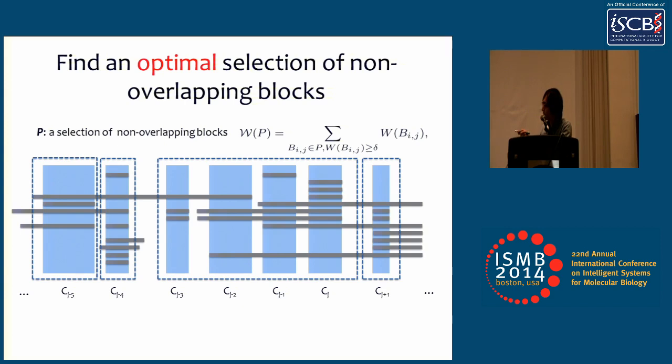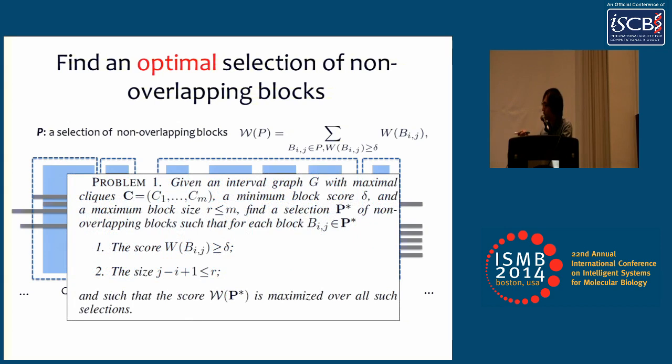And here we have to define first that for a selection, a score is just the sum over the scores of each block inside the selection. And so we define the problem as trying to find an optimal selection P star, which maximizes the score over all such selections. And inside this selection, the size of all blocks should not be too large, or you can set your own block size. And also, we filter out some very low frequency clicks by setting the cutoff delta. And delta also has another function: you can avoid the situation called over-partitioning, where several individual clicks with low score prevent the creation of a large block.